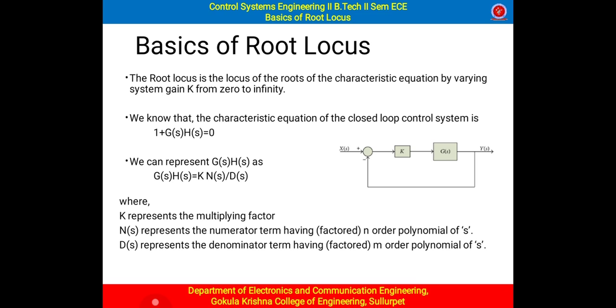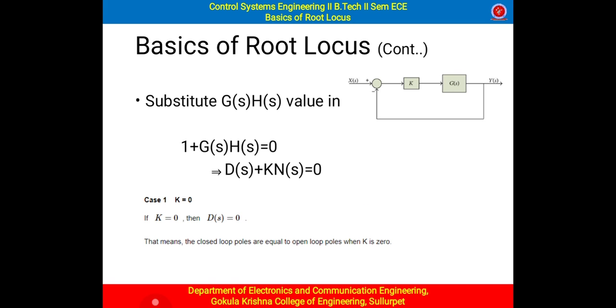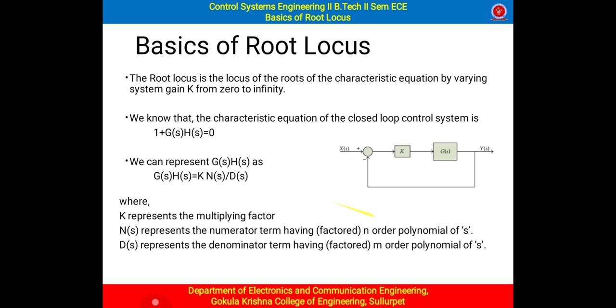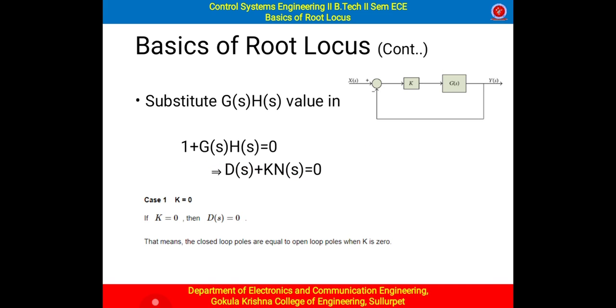In that case the numerator polynomial we have taken N(s), and the denominator polynomial D(s). Remember, if we take D(s) equal to 0, we are going to get the poles of the open loop control system. Now let us continue the discussion. As I told you, the characteristic equation is 1 plus G(s)H(s) equal to 0, and this G(s)H(s) may be written in P by Q form. Substituting in that equation gives us D(s) plus K times N(s) equal to 0.